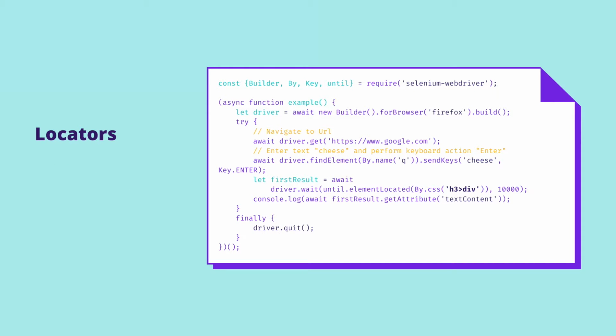Finally, in our last call to driver.wait until element located, we're putting in a CSS selector using by.css. In Selenium terms, we call this a locator, and it's the bread and butter of our ability to do stuff to the browser.